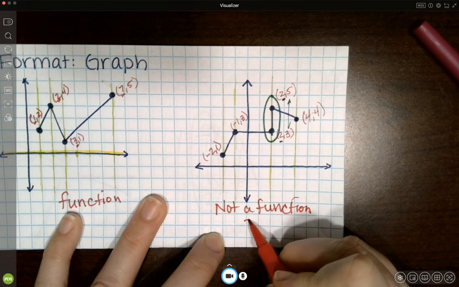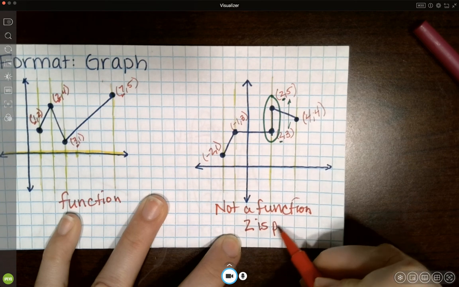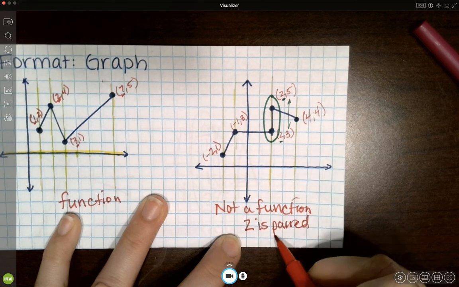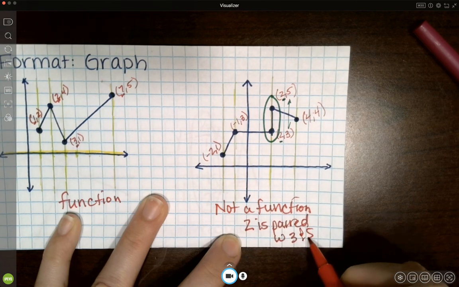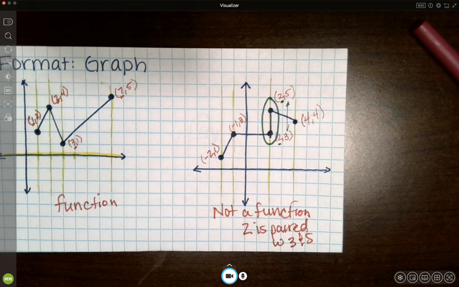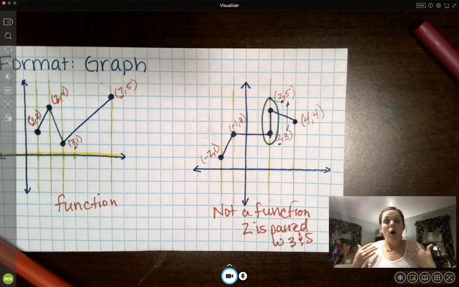And the reason is 2 is paired with 3 and 5. So hopefully this video has assisted you in understanding if it is a function or not a function in our 4 different modes.